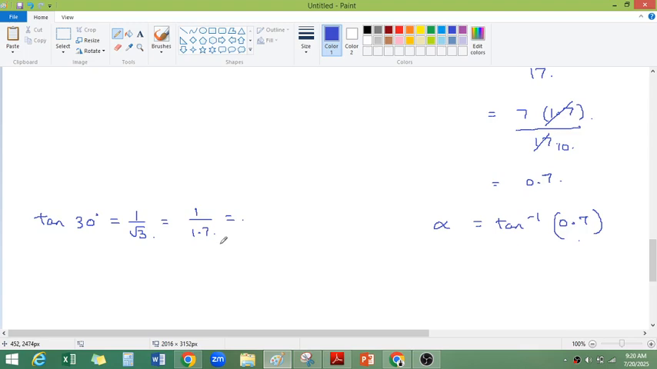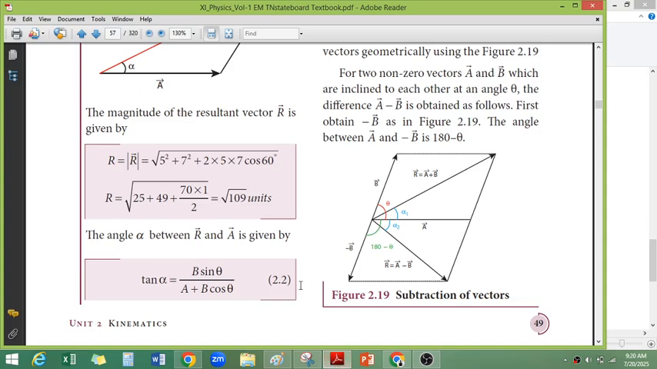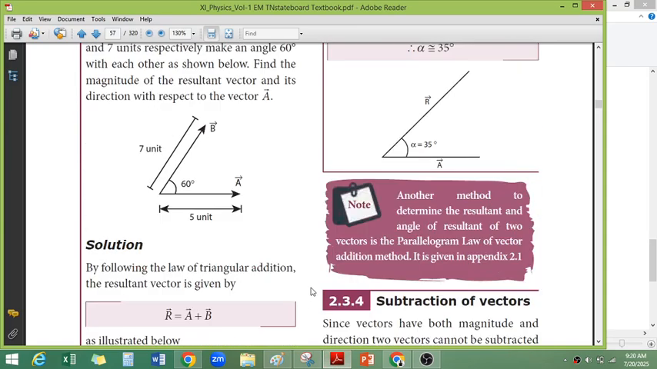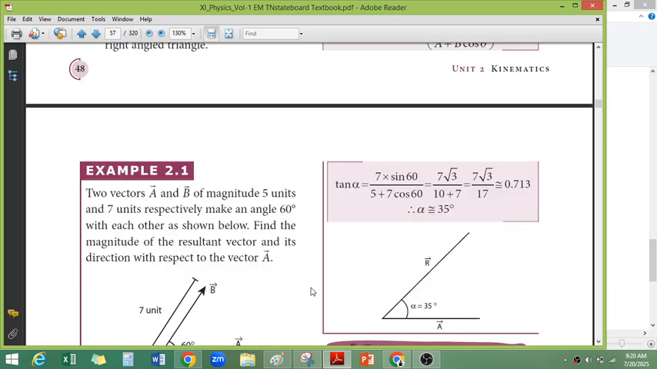So whatever that is, 10 divided by 17, so 0.7, so 0.7 should be something more than 30 degrees, right? Between 30 and 45. Yeah, you see tan alpha is 0.7, so alpha they have got it around 35 degrees.